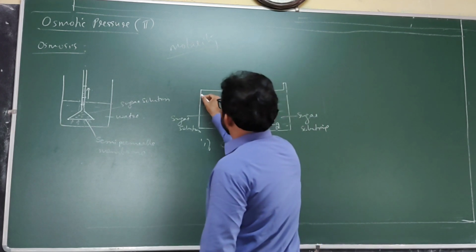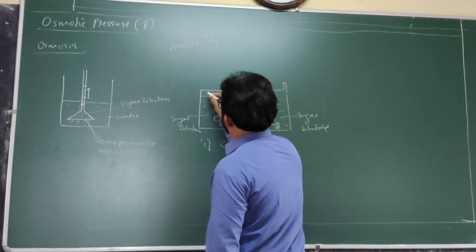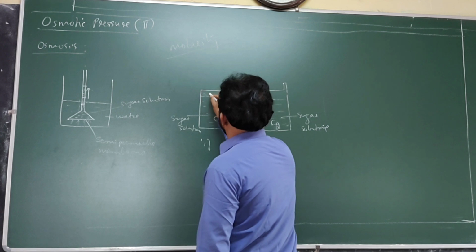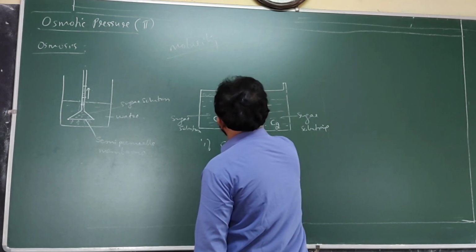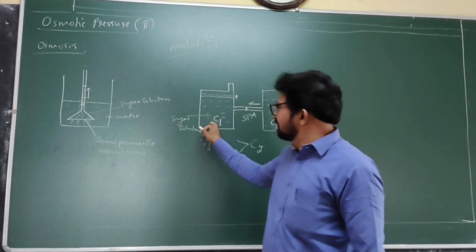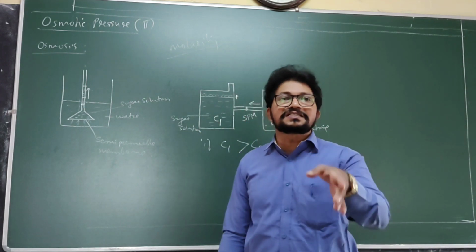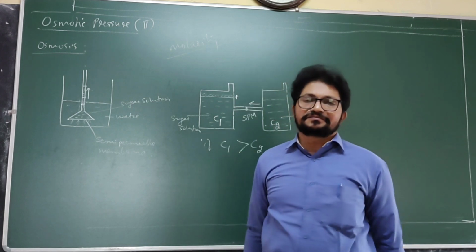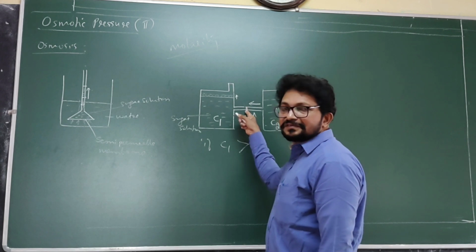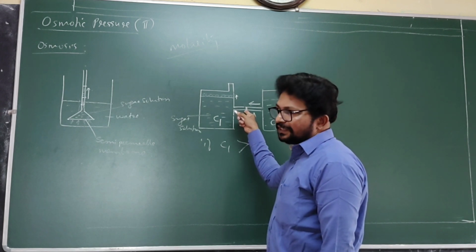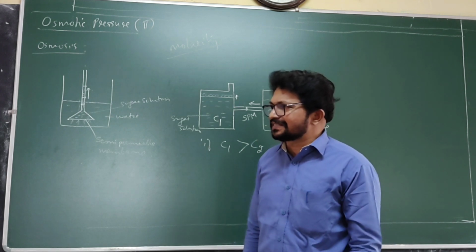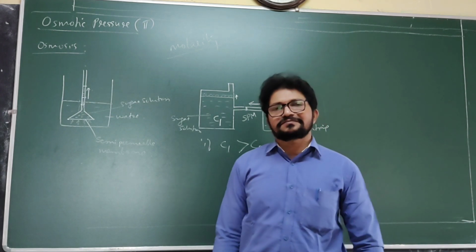So the new position of the solution after some time will be this one. So this much osmosis has taken place. The volume of the solution on the left hand side, the more concentrated one, is raised due to the movement of water molecules through the semipermeable membrane. Why osmosis? Due to osmotic pressure.